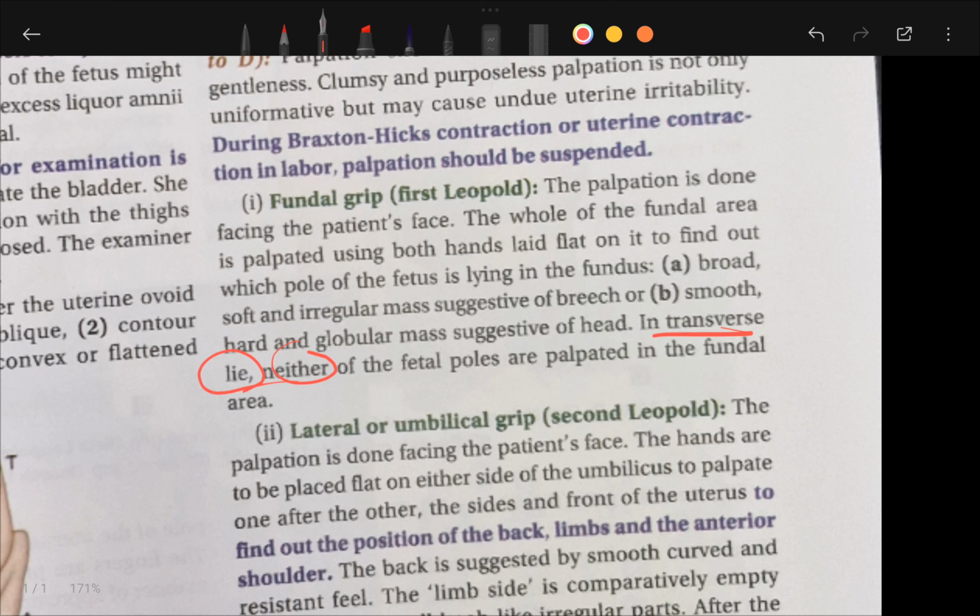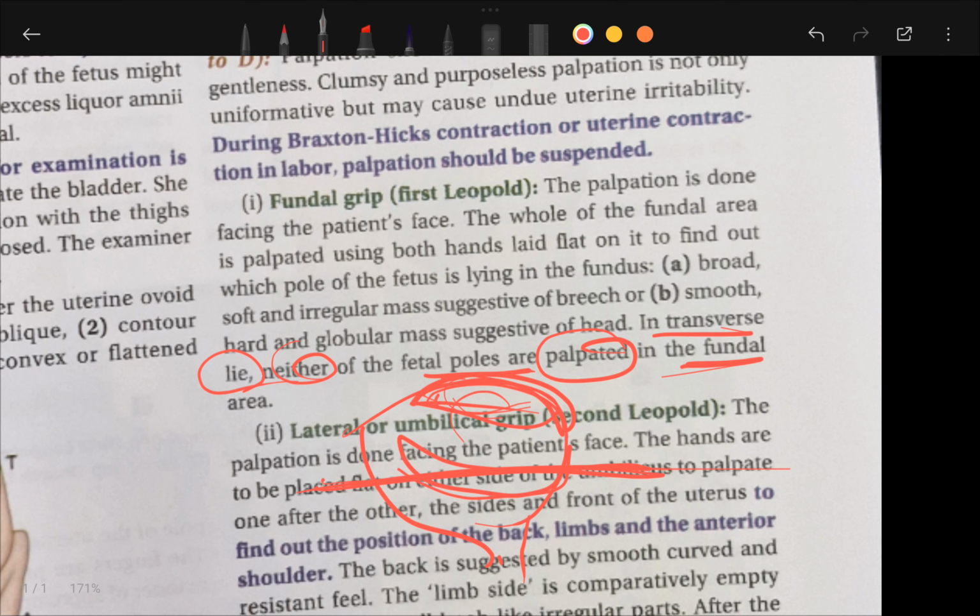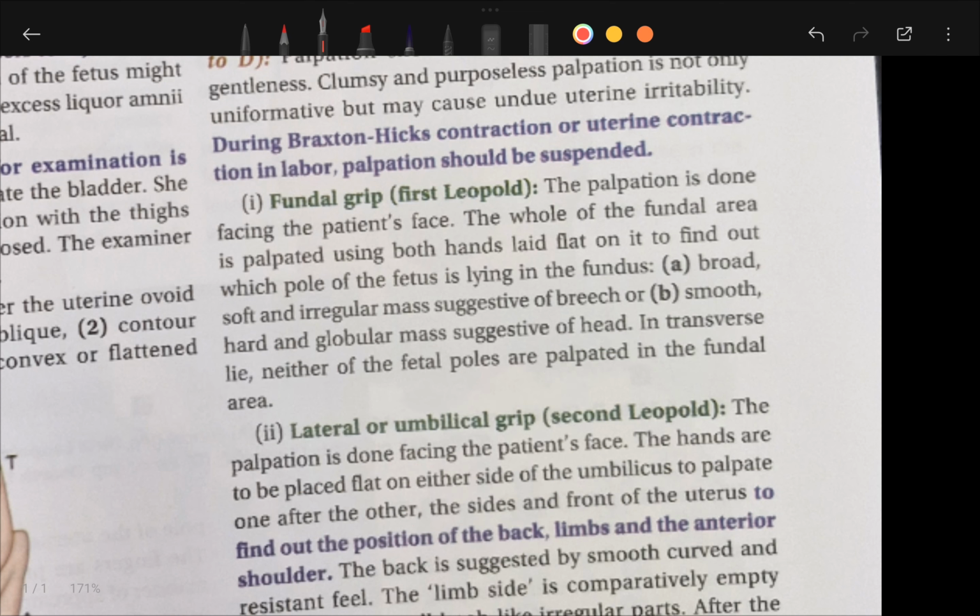In the transverse lie, neither fetal pole is palpated in the fundal area. If the baby is lying transversely, you won't palpate anything in the fundal area, as the fetus is lying horizontally. Next, we'll see the lateral grips, or umbilical grip.